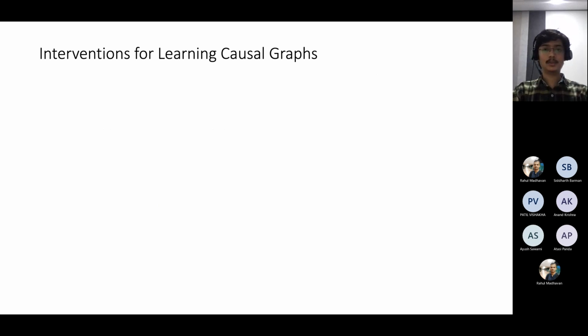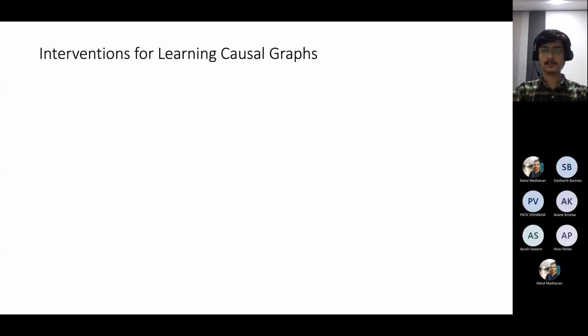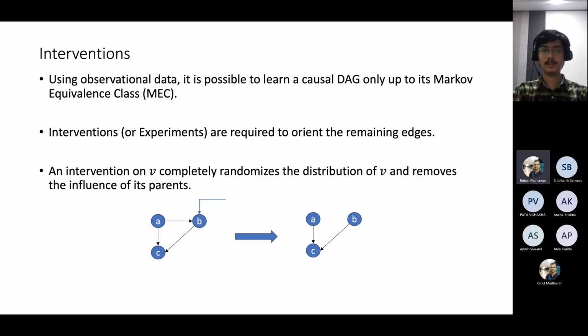Okay, so let me just give an example why interventions are actually necessary for learning causal graphs. Hi, Vibhor. Sorry, can I ask questions in between? Sure, yeah, please. I just wanted to ask, does an intervention set the value of a variable to a particular value, or when you say randomizes the distribution of V, what do you mean by that?